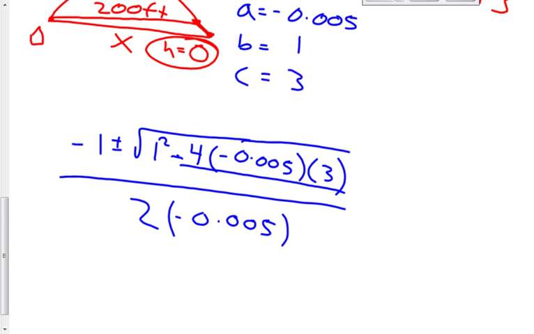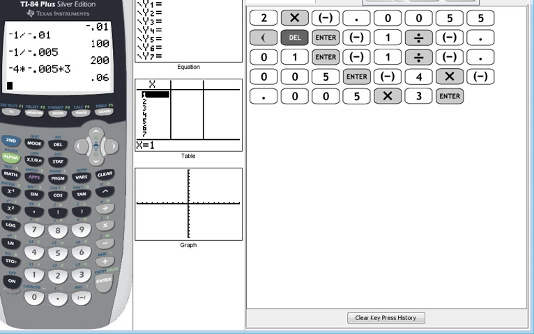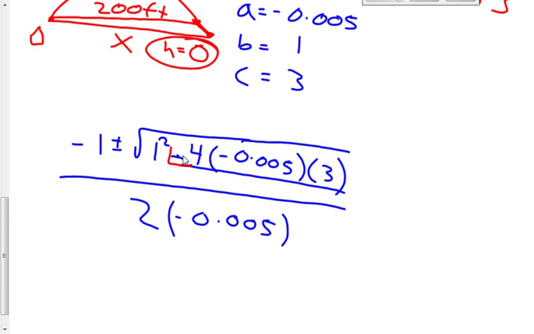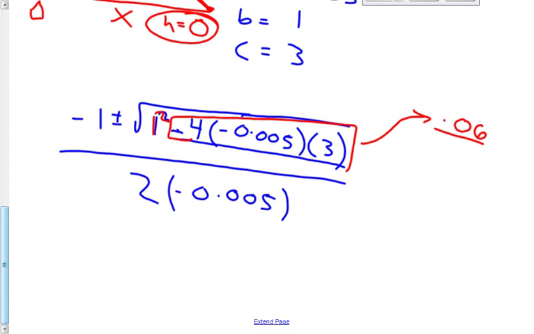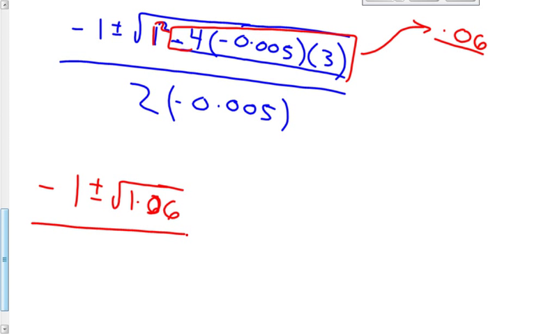A negative 4 times a negative 0.005 times 3. We get 0.06. So this whole thing right here is 0.06. And then we also have this 1 squared with this 0.06. So 1 plus 0.06 is 1.06. So now we have a negative 1 plus or minus the square root of 1.06 divided by 2 times a negative 0.005.